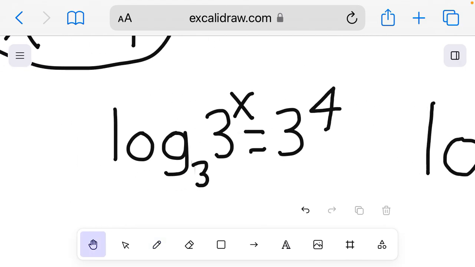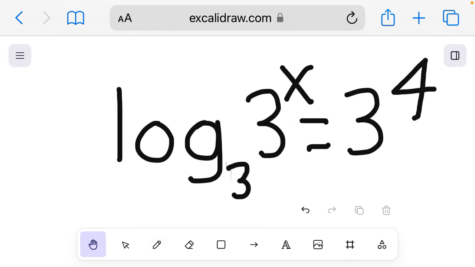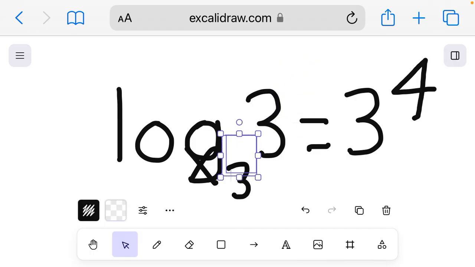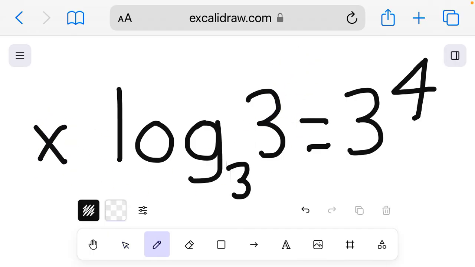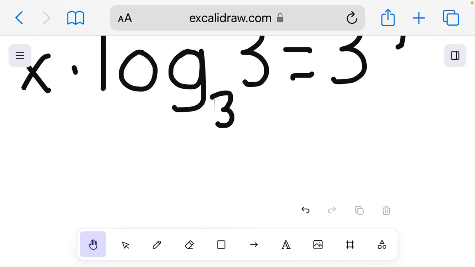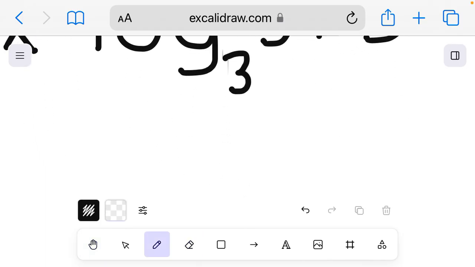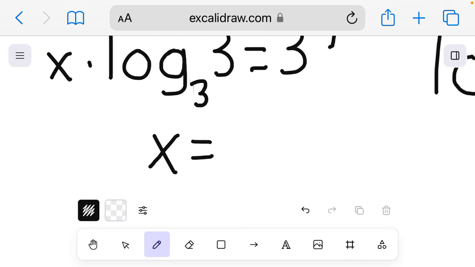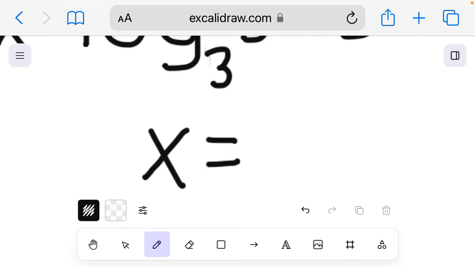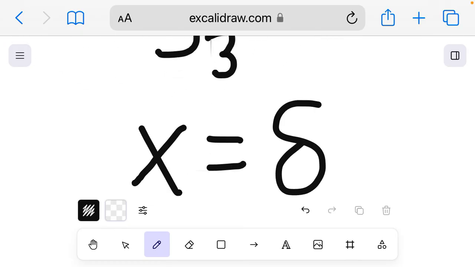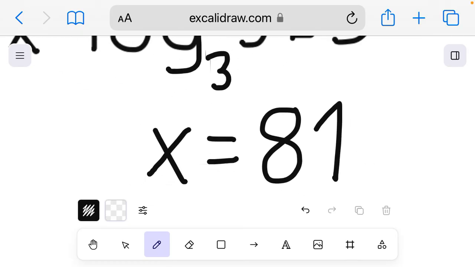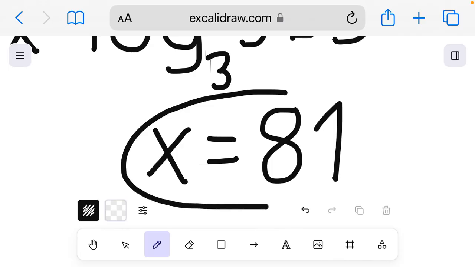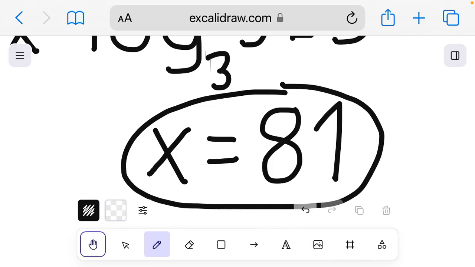And as I mentioned before, you move the x to this side here, put a times symbol, and then the log base 3 of 3 cancels out to x times 1, which is just simply x, and we have 3 to the 4th power, that's 81. So the second answer is x equals 81.